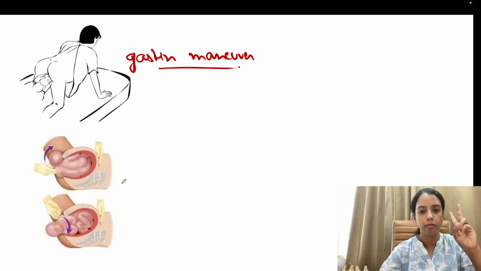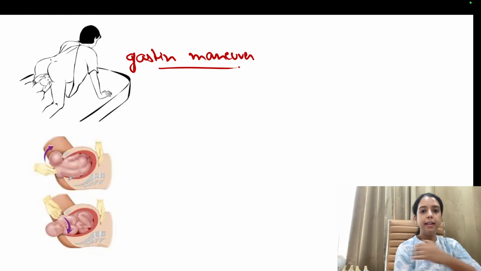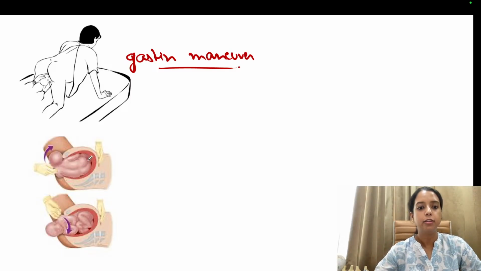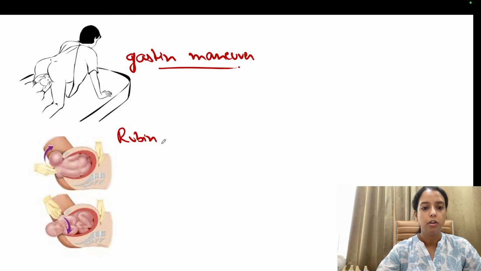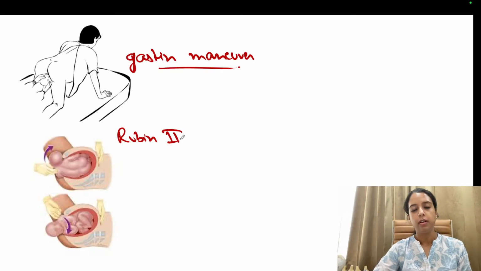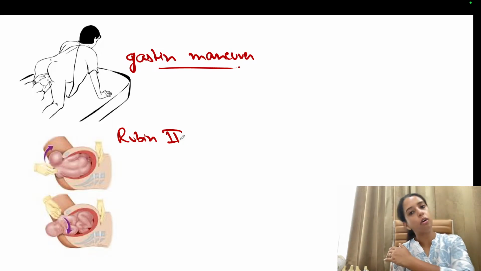Rotational maneuvers are two. What are the two rotational maneuvers? One is, can you see in this image, when pressure is applied on the dorsal aspect so that it flexes like this. First it will rotate and this diameter is reduced. So when pressure is applied on the dorsal aspect, it is called Rubin's maneuver. Rubin II maneuver. Another one is Wood's corkscrew. Wood's corkscrew means the pressure is applied on the ventral aspect.